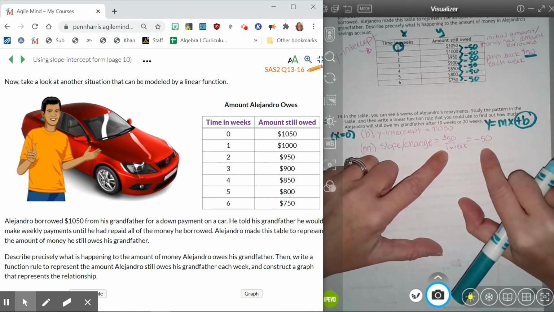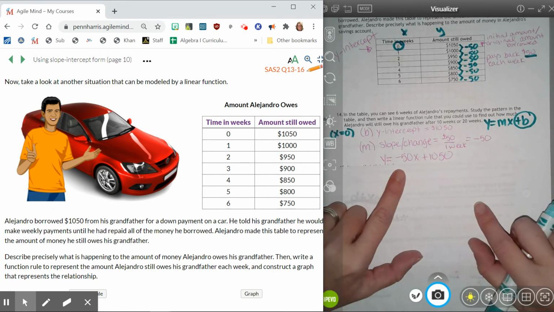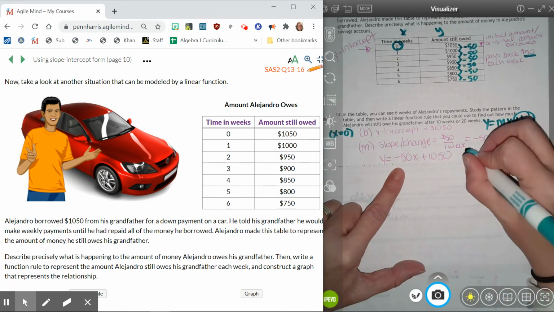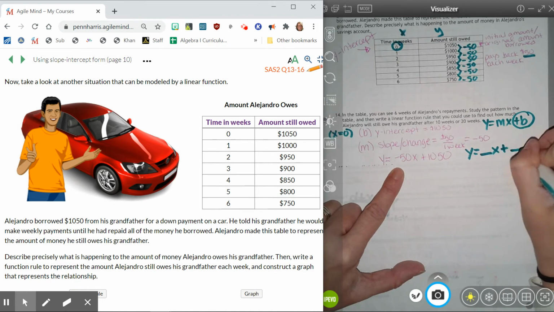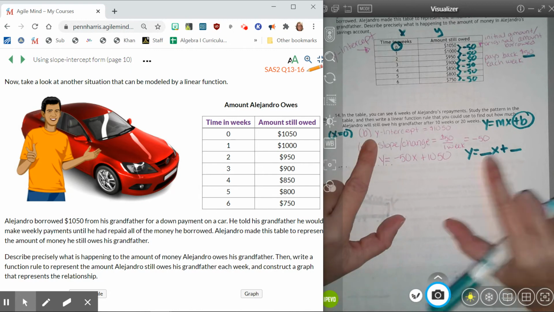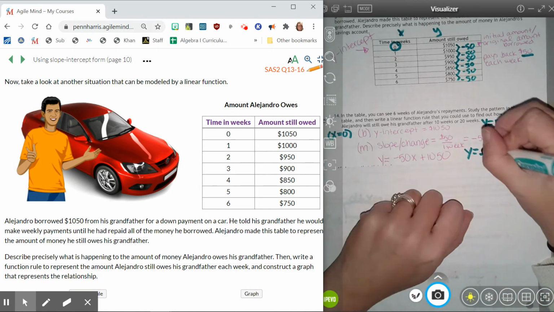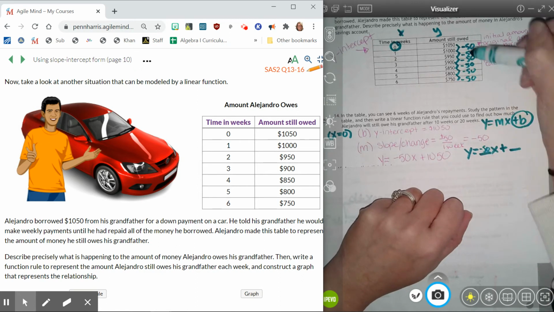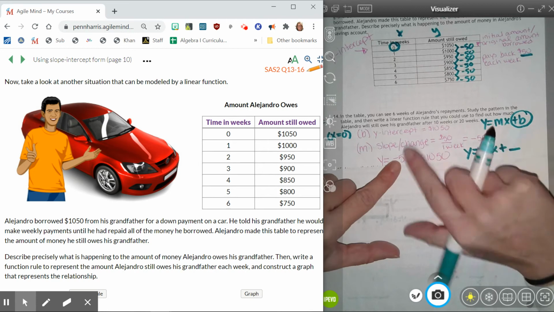So if I come up with an equation, and if it helps, guys, always do this, fill in the blank. You're always going to have a y and x, okay? Where m is the first number. So we said m was negative 50, and it's negative because he's taking it off, okay? And then his intercept, the amount that he started with, was 1050.